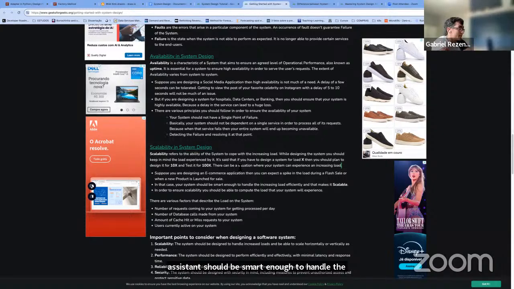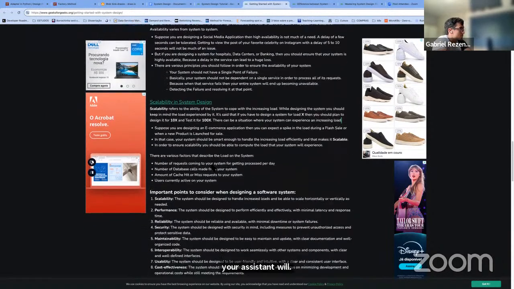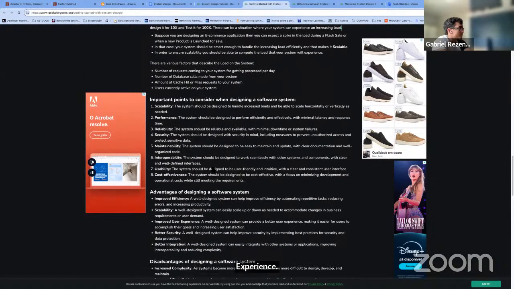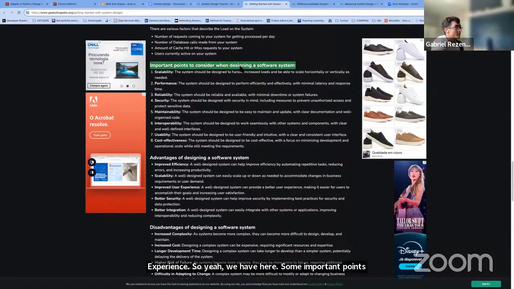That makes it scalable. In order to ensure scalability, you should be able to compute the load that your system will experience. So yeah, we have here some important points to consider when designing a software system.